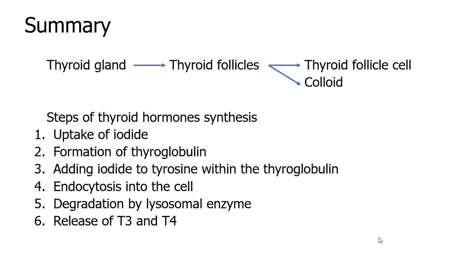Then we have discussed the steps involved in the synthesis of thyroid hormones T3 and T4, which are uptake of iodide within the thyroid cells, formation of thyroglobulin, then adding the iodide to the tyrosine residues within the thyroglobulin, and the formation of monoiodotyrosine, di-iodotyrosine, tri-iodothyronine, and tetra-iodothyronine, also called thyroxine.